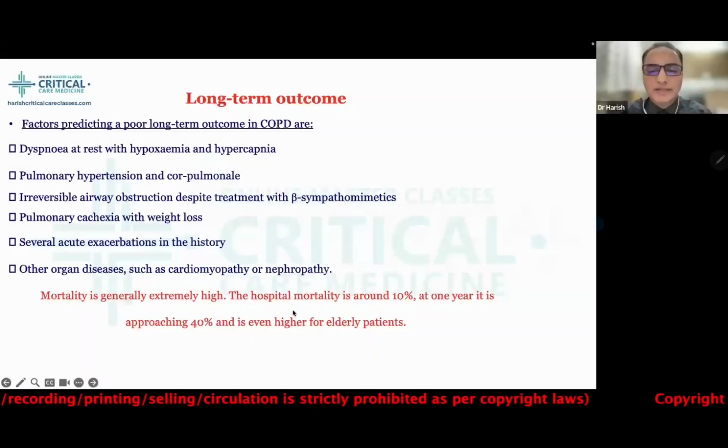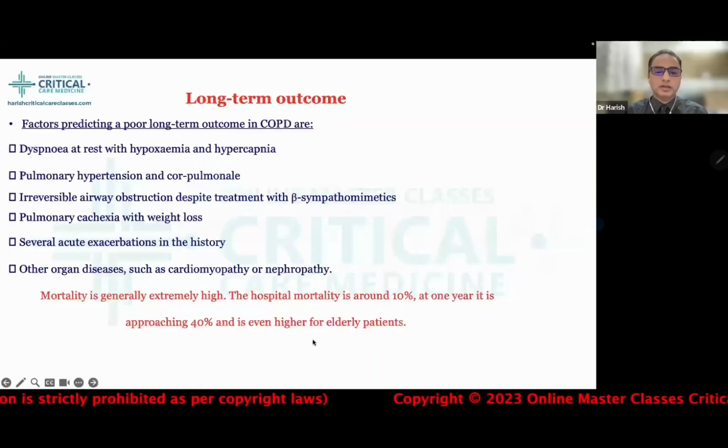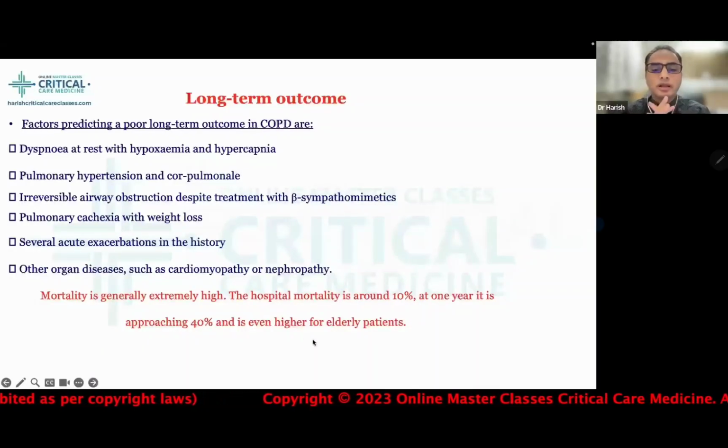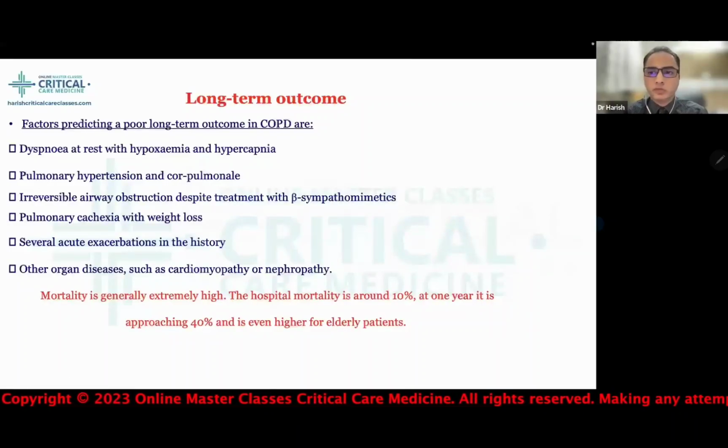Okay. So mortality is generally extremely high. The hospital mortality is around 10%. At 1 year, it is approaching 40% and is even higher for elderly patients. This is the long-term outcome prediction in COPD.